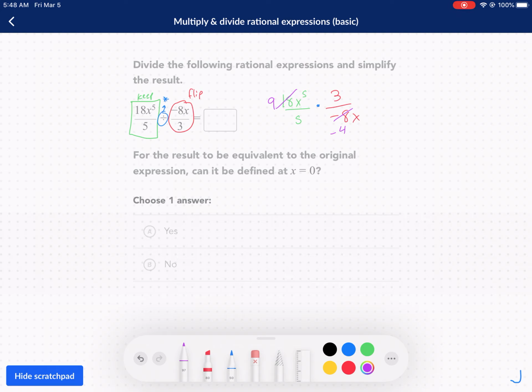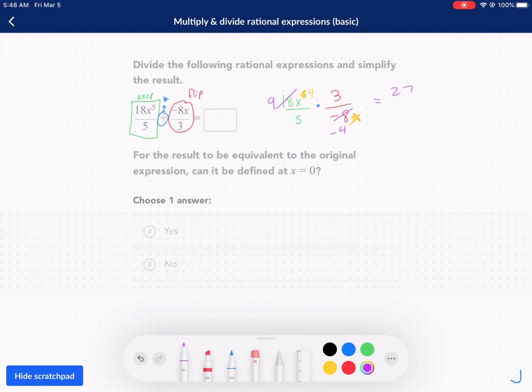Keep that negative there. Now I'm going to try to cancel some x's. So here I have x to the 5th, and here I have only 1x. So I'm going to cancel that 1x with one of these, leaving me 4 x's in the top. That's all I can simplify, so now I just need to multiply top times top, bottom times bottom.